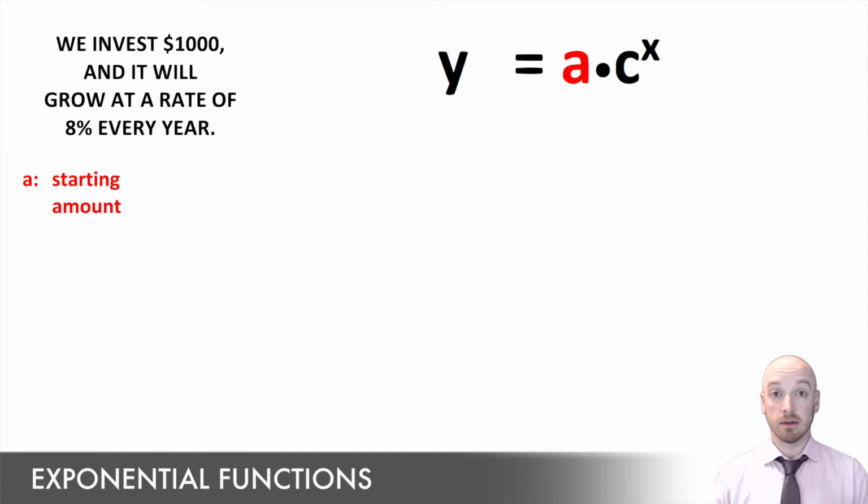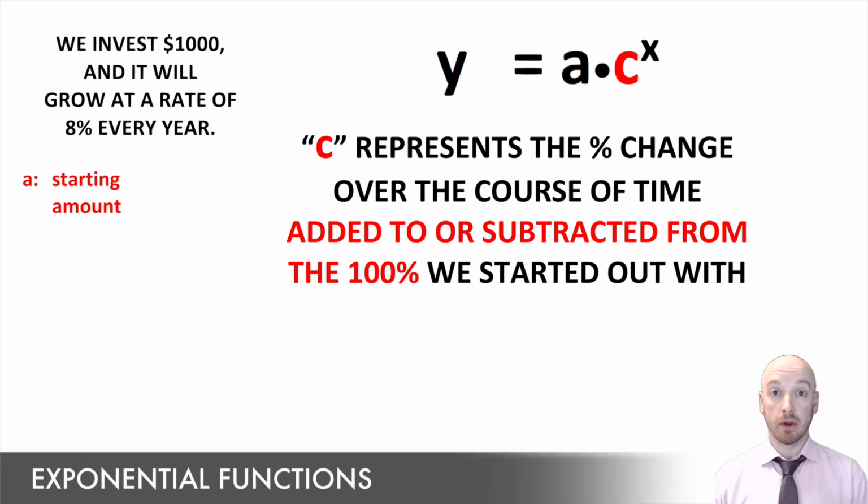So whatever the scenario is, and it's not always going to be investing money, a is just the starting amount. Now, c is a little bit trickier here. It shows how much your starting amount changes, either growing or shrinking, based on the percent change that we're given in the question. But be careful here. We always have to remember that we start out with 100% of that initial amount. Whatever we're given to start with counts as our initial 100%, and then the percent change gets applied to that.